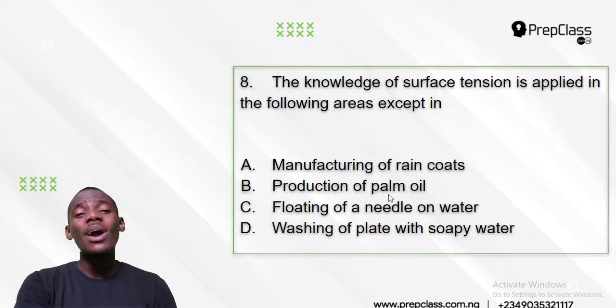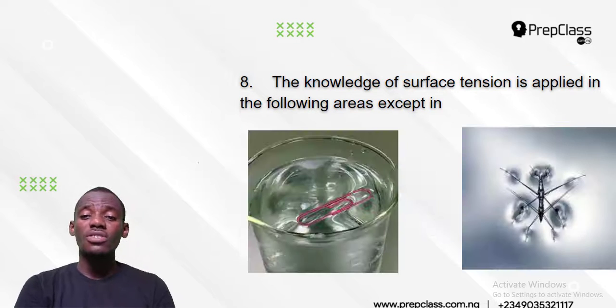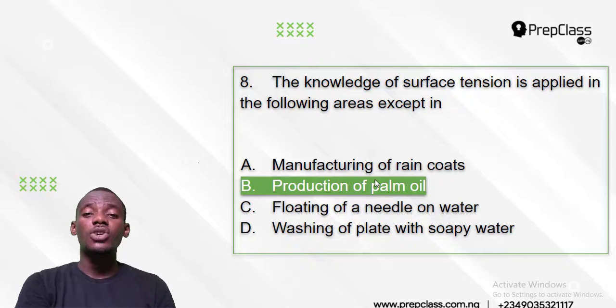But the production of palm oil is just by rubbing palm kernel, and it's by squeezing palm kernel that we make palm oil. It has nothing to do with surface tension. So the wrong one is just the production of palm oil.